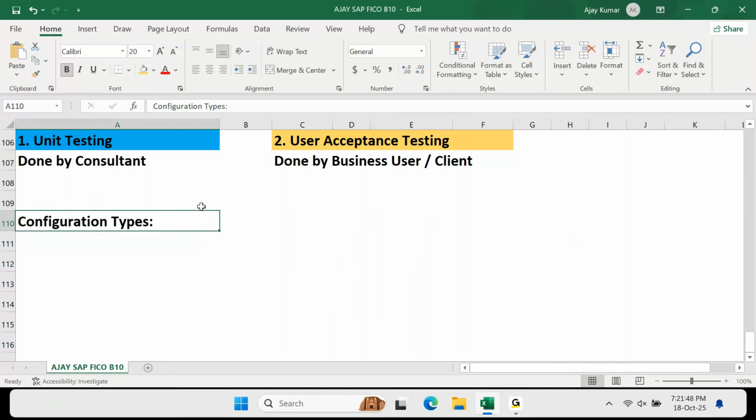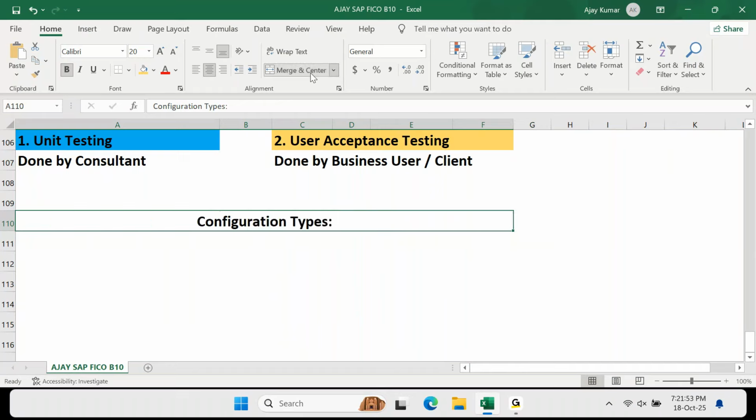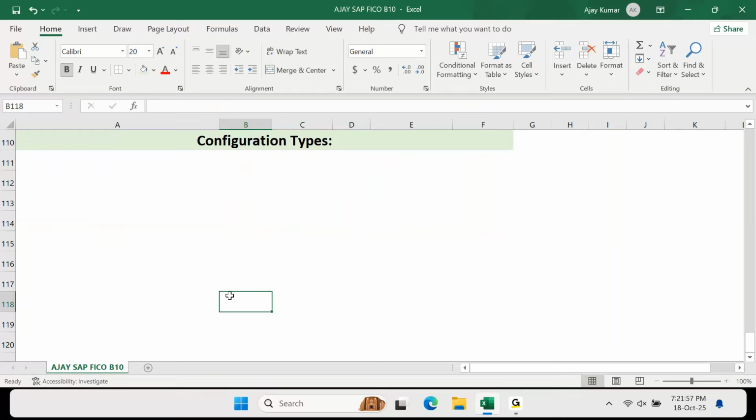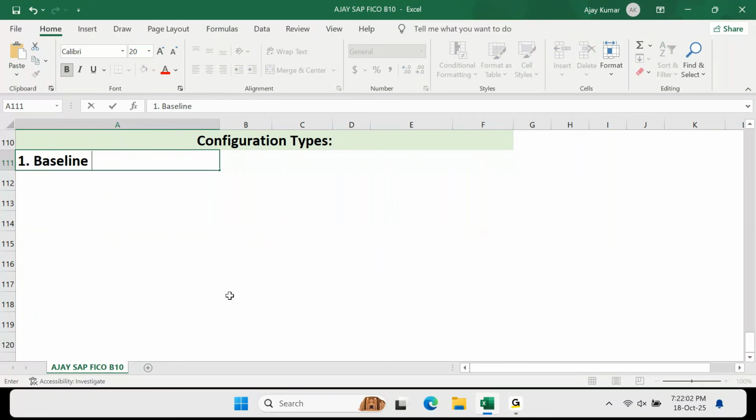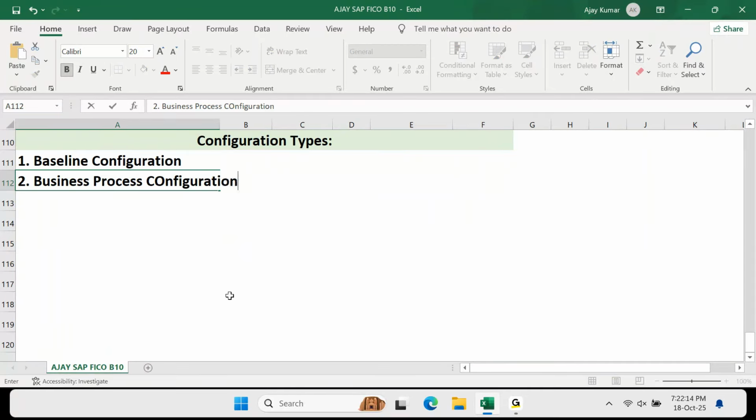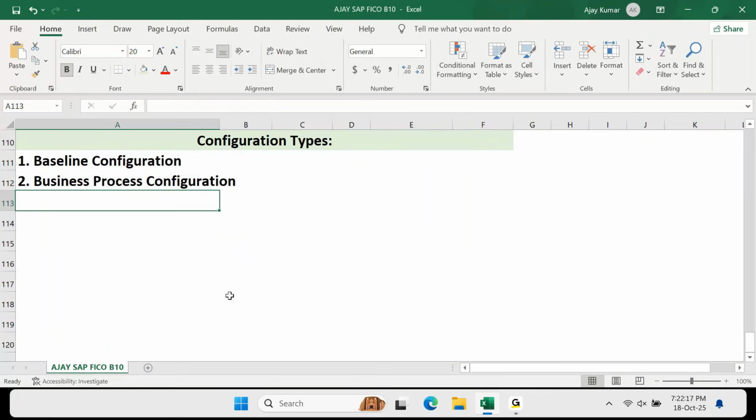After that, what we need to understand is configuration types. Majorly, we categorize configuration into two types. First one is your baseline configuration. Second one is your business process configuration. Don't look at configuration like just a configuration. You need to segregate what is baseline configuration and what is business process configuration.